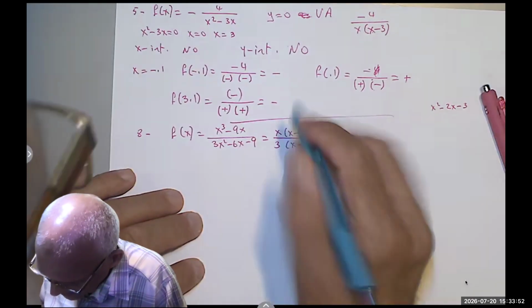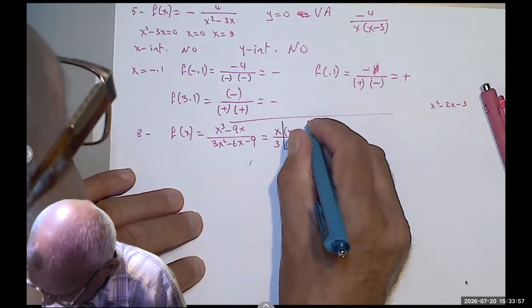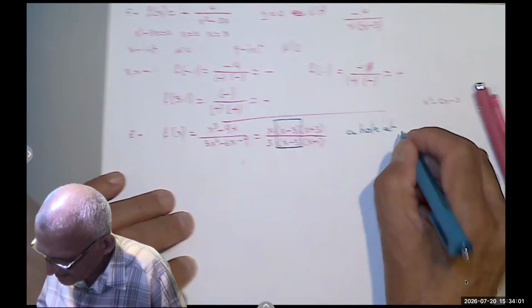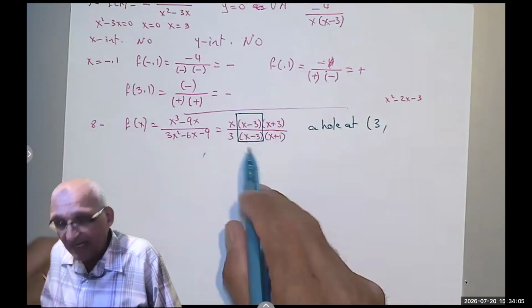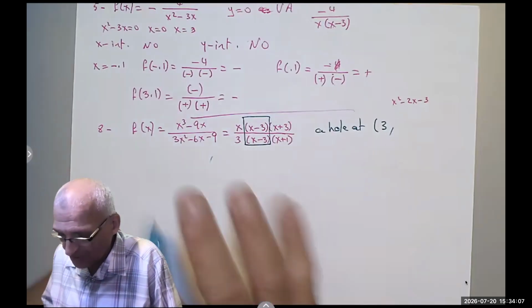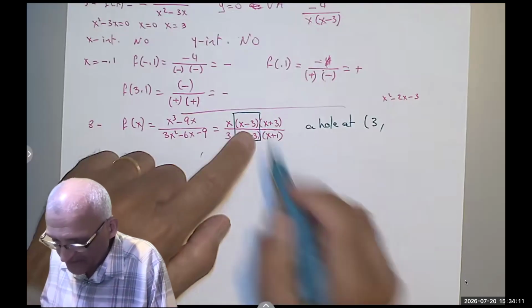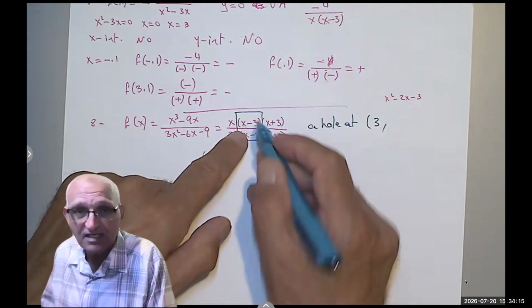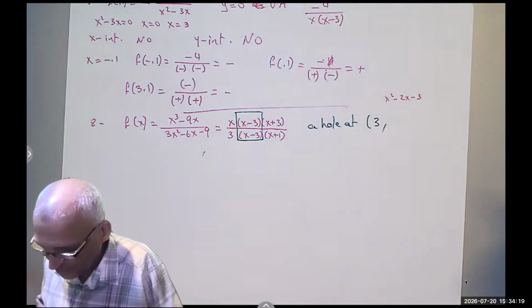And here I see I have a hole at 3, and what y? I ignore the x minus 3 terms as if they were not here. And I'm going to substitute x equals 3 for the rest, because if I substitute here, I get 0 over 0. So just ignore that because that's a hole. It's not part of my graph.